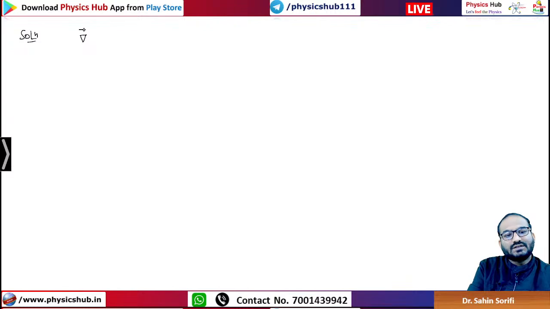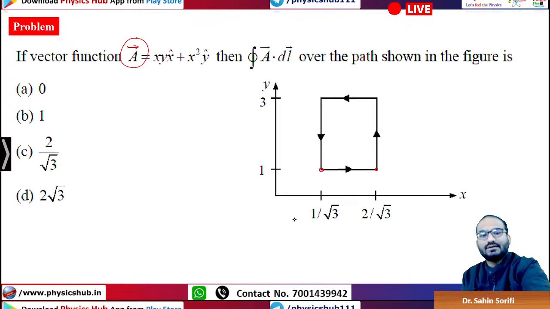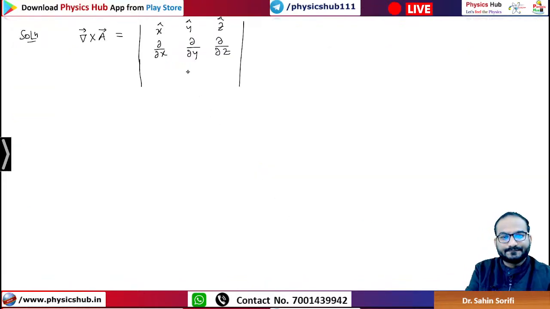So to check whether it is conservative or not, we have to take the curl. So let's say x cap, y cap, z cap, del/del x, del/del y, del/del z. What are the x, y, z components? The x component is xy, the y component is x square, and the z component is 0.